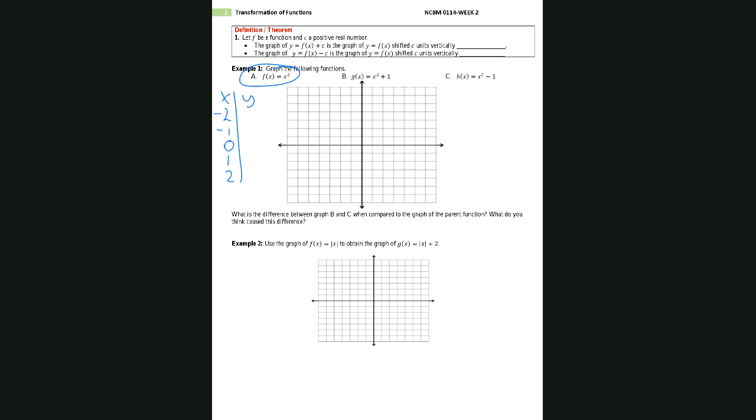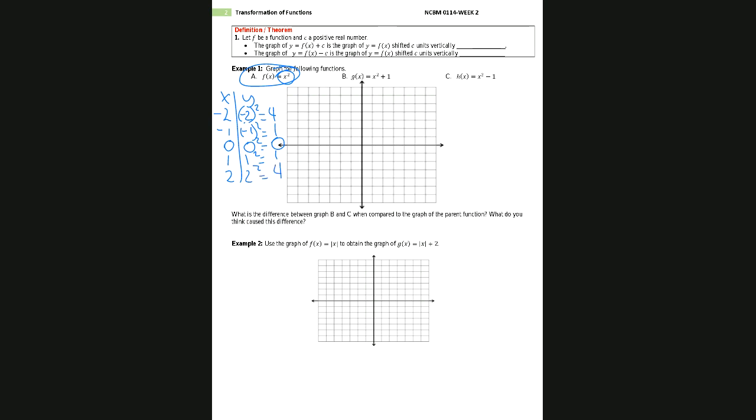So in this case, f of -2. So if I substitute a -2 there, it will be -2 squared, which will give me +4. For -1 squared, that will give me +1. For 0 squared, that will give me 0. 1 squared, it will give me 1. And 2 squared, it will give me 4.